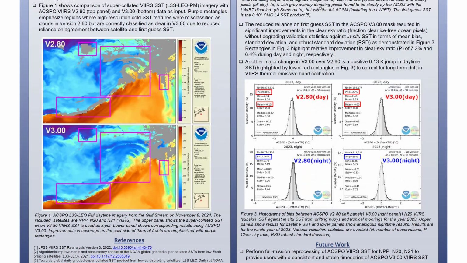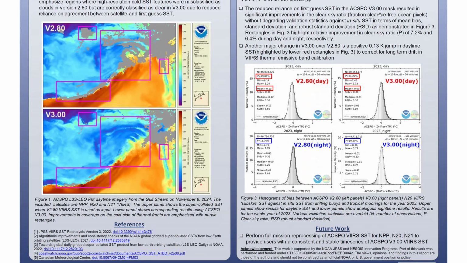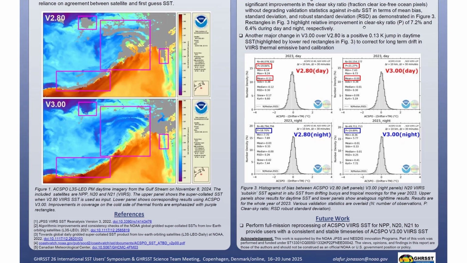So this reduced reliance on first-guess SST in the ACSPO version 3.0 mask resulted in a significant improvement in the clear sky ratio. That's the fraction of clear-sky ice-free ocean pixels. This is without degrading validation statistics against in situ SST in terms of mean bias, standard deviation, and robust standard deviation. And this is demonstrated in Figure 3.